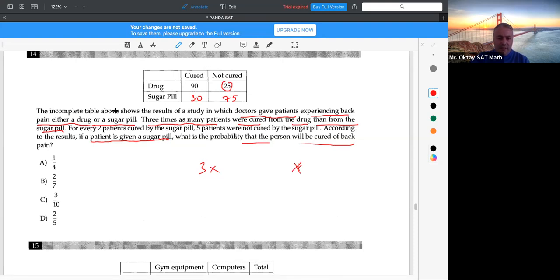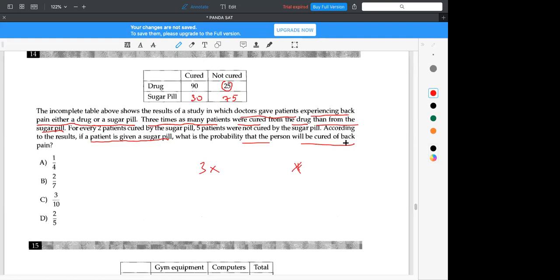Where was it written? Studying doctors gave patients experiencing back pain either a drug or a pill, three times as many from the drug as from the sugar pill. For every 2 patients cured by the sugar pill, 5 patients were not cured by the sugar pill. According to the result, if a patient is given a sugar pill, what is the probability that the person will be cured of back pain?